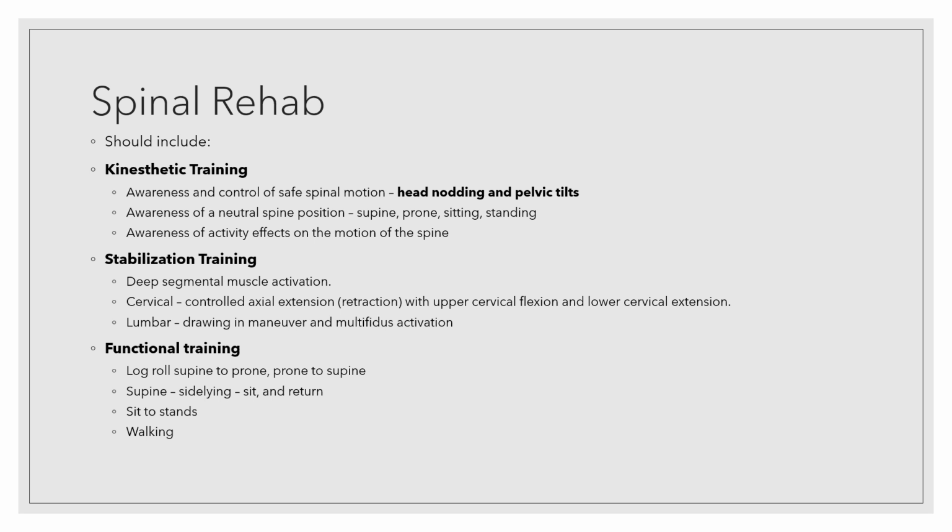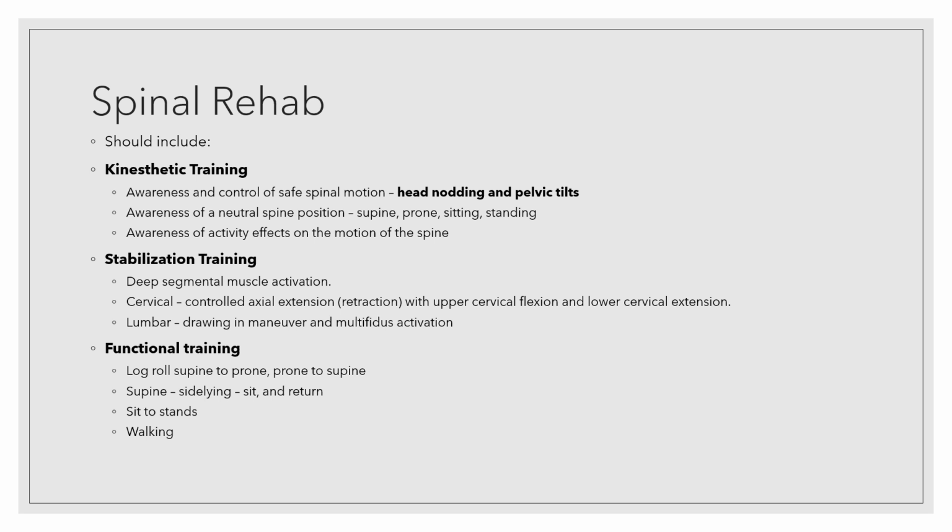We can also utilize quadruped instead of prone when patients can't get into prone. Or we can bridge the gap between supine or between prone and sitting with a quadruped, because it's a little bit more strain on the spinal musculature without being completely against gravity. And then awareness of activity effects on the motion of the spine, so making patients aware of how their spine moves when they move and what they need to do to maintain spinal neutral as they move through life. Then we'll progress on to stabilization training.